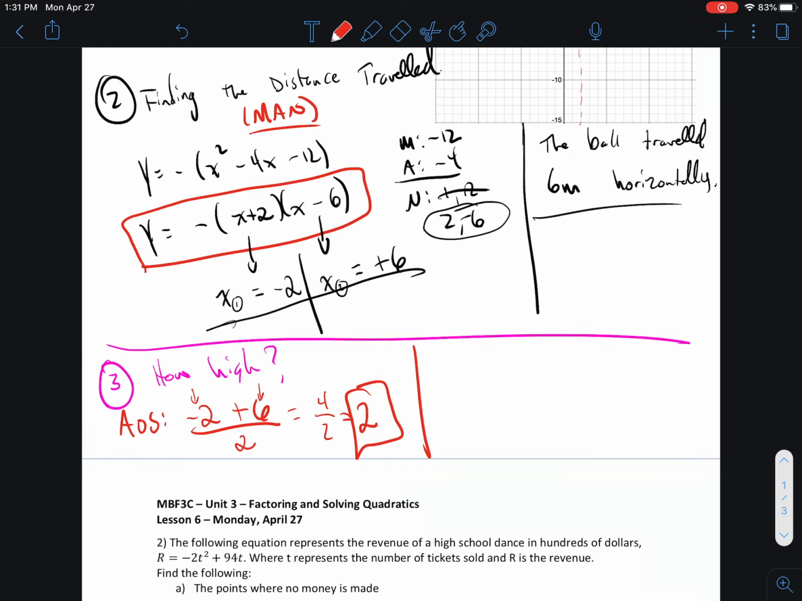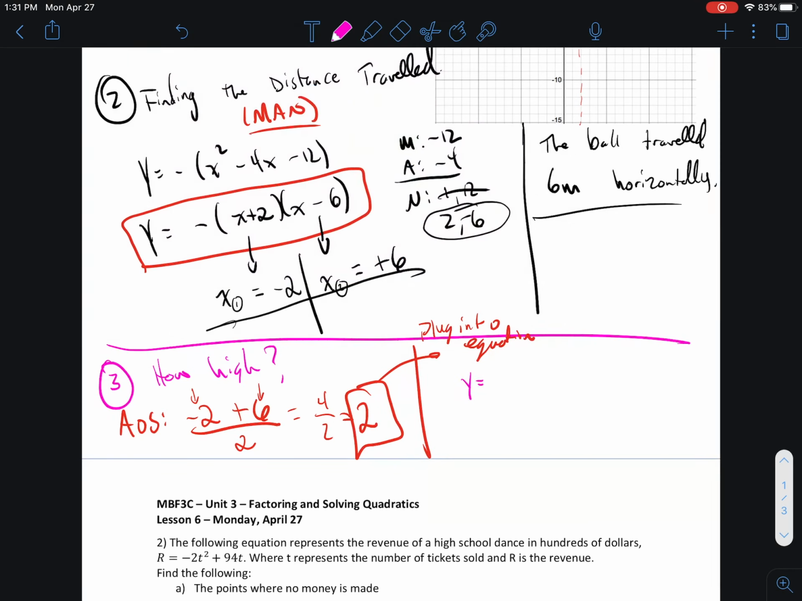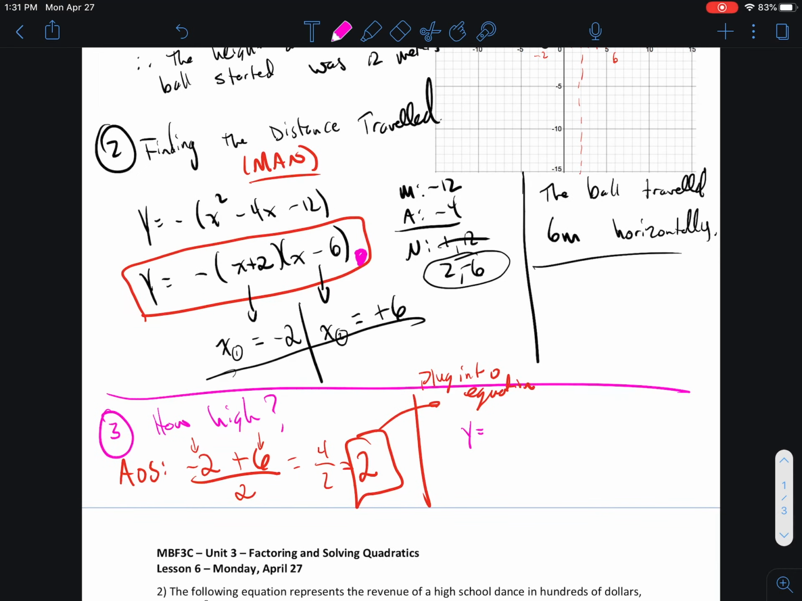Now, once you have that, you know how to find the vertex from here, right? If I take this point and plug it into the equation, I will get the vertex. So let's do that. We'll take y equals, and you could plug it into this equation or you could plug it into the original. It does not matter. So I'm going to plug it into negative x plus 2, x minus 6.